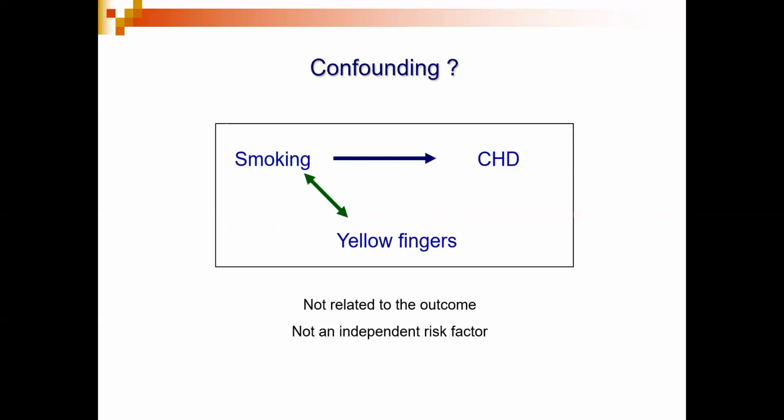These are just examples. For instance, if you smoke a lot, you might end up having yellow fingers. Yellow fingers are related to smoking, but there is no relationship between yellow fingers and congenital heart disease. Because of that, yellow fingers cannot be a confounder in this relationship. You cannot link smoking, yellow fingers and this.